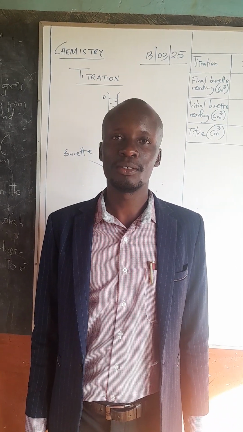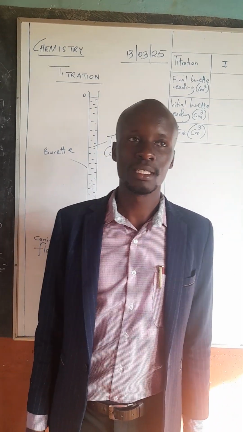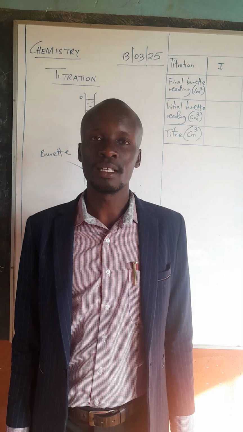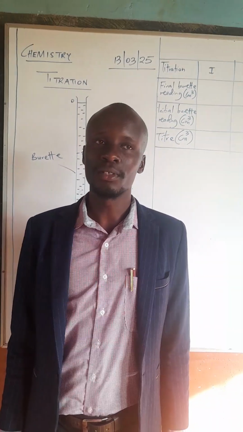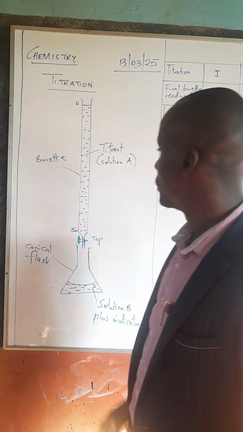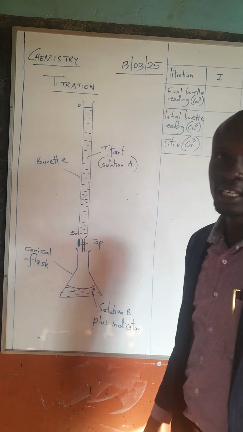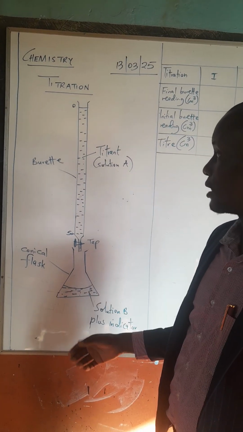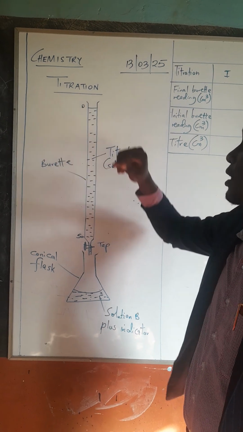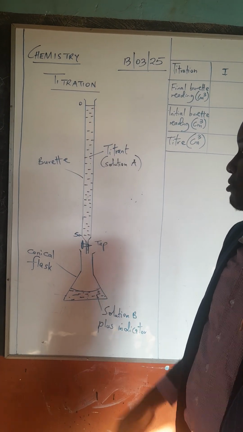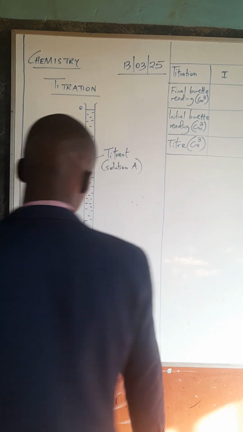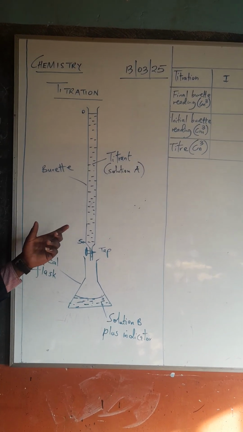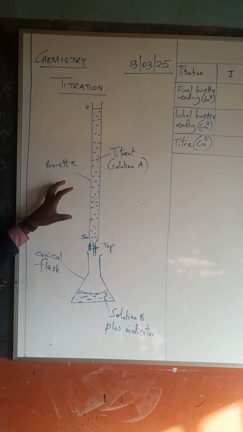Good evening, students. Today we are going to talk about titration, and I want to explain it further because earlier on I introduced it to some point. So today I want to use this illustration to explain everything so that you get to understand how titration is carried out, what you need to do stepwise. Looking at this diagram, we have part of the apparatus that I gave in the last lesson.